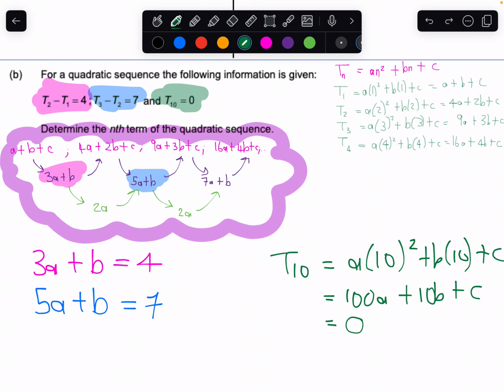So, you would take the T3, figure out what it is in terms of A, B, and C, take the T2, figure out what it is in terms of A, B, and C, minus the T2 from T3, and that would give you an expression for this difference in terms of A, B, and C that you can then equate to 7, and likewise for the first piece of information.